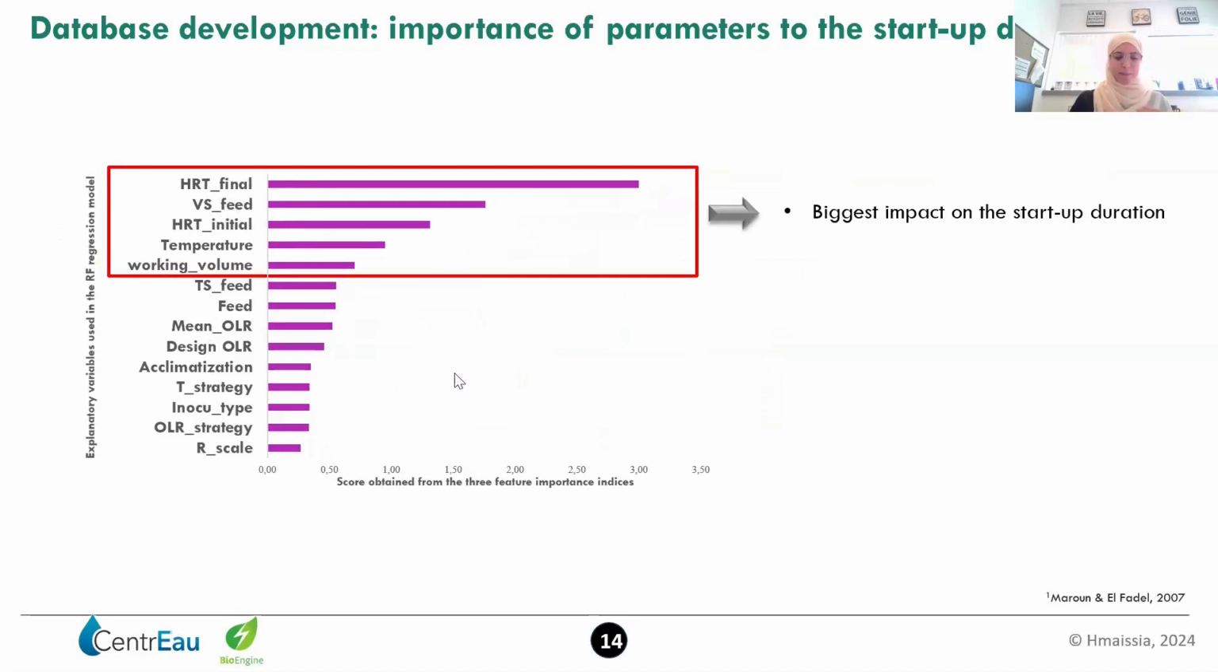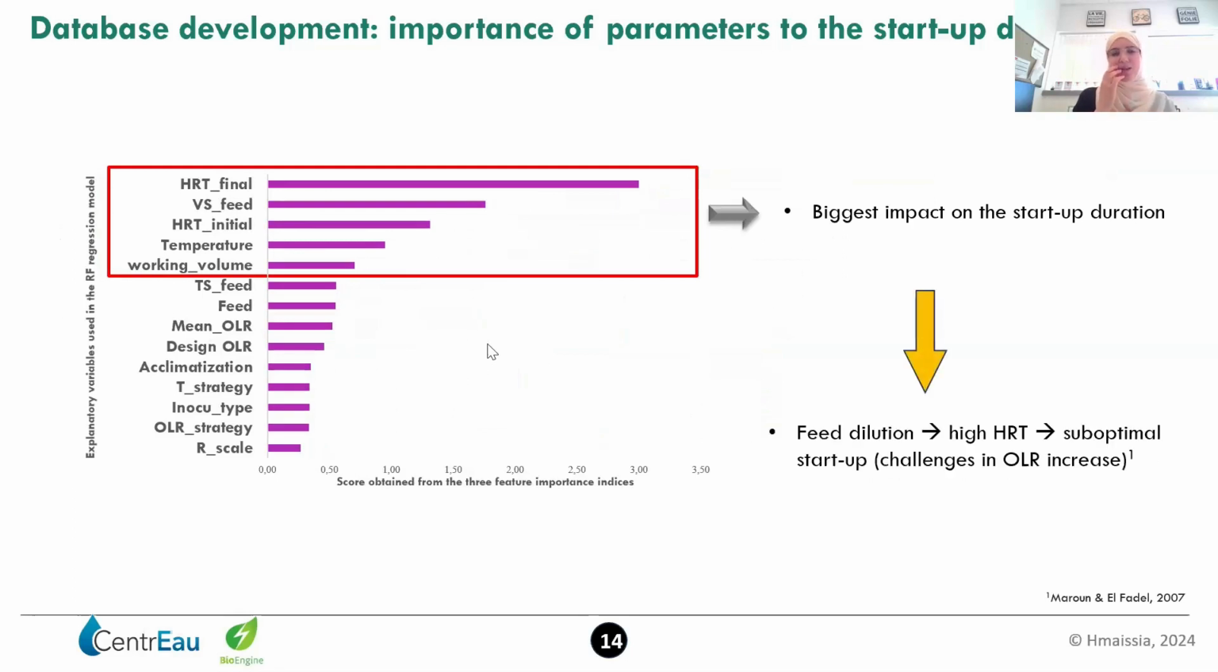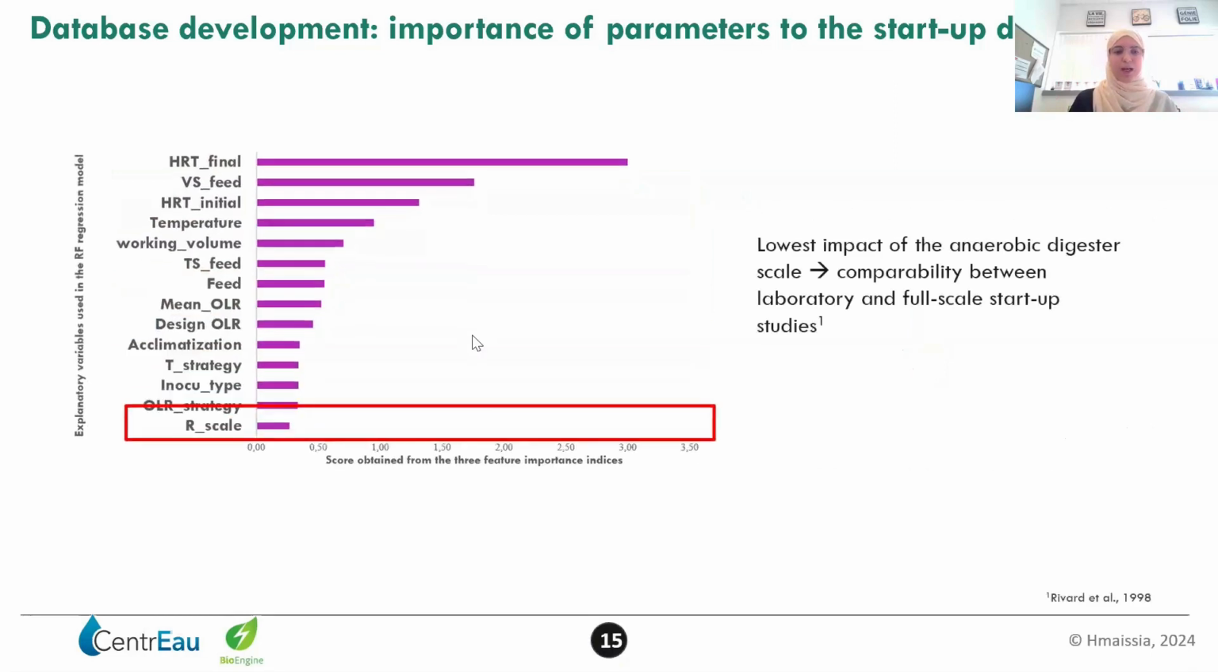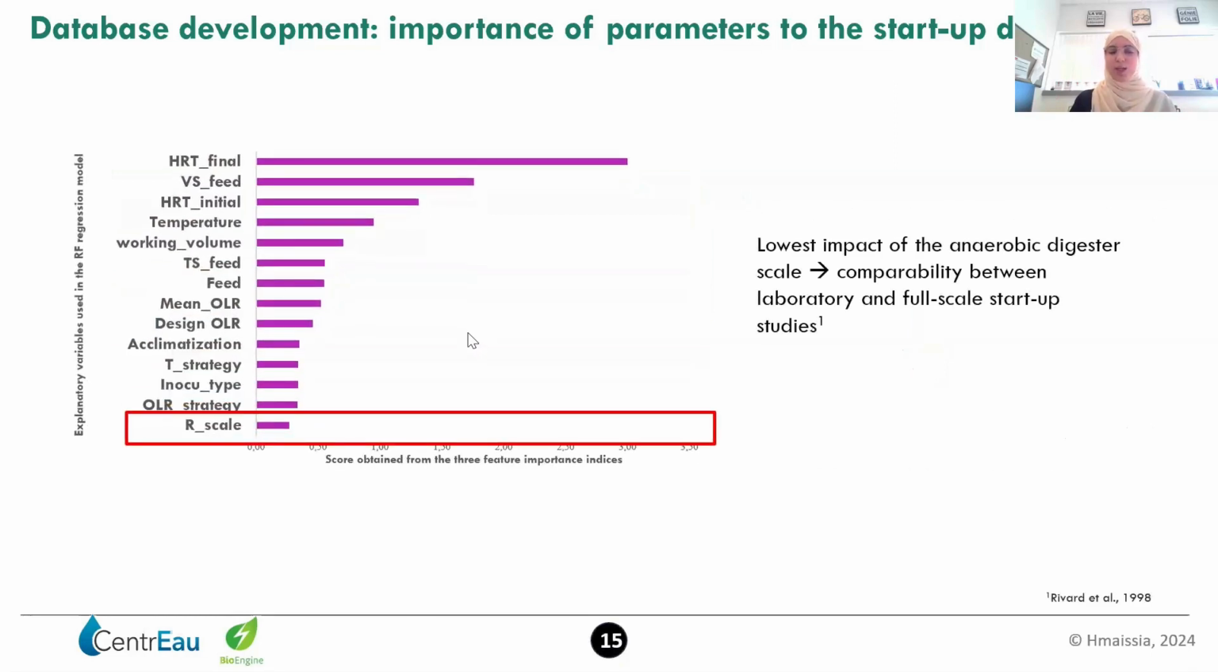What could link them together is the feed dilution. As we saw in the PCA, or principal component analysis, this validates what we found previously. When you dilute your feed, you increase your hydraulic retention time, which is the time that organic waste stays inside the reactor. The more it stays, the more time it takes, and the longer the startup is.